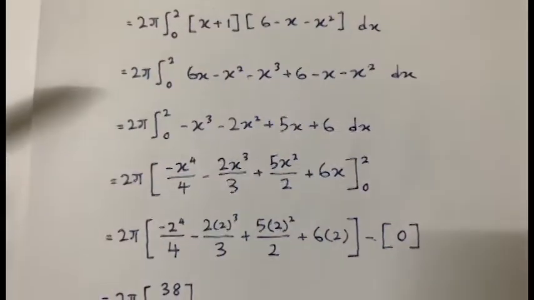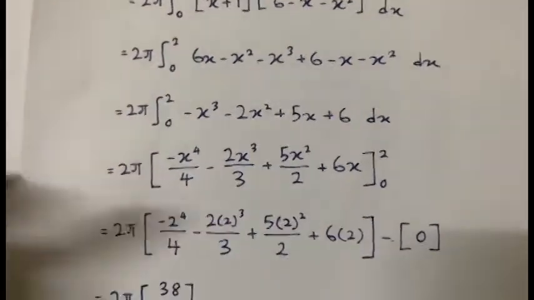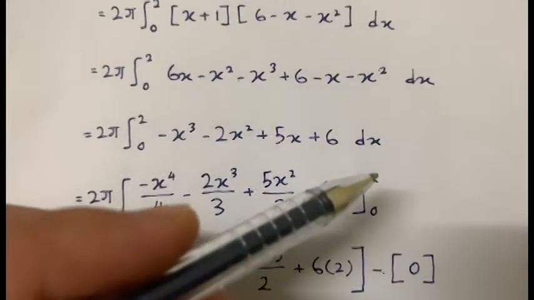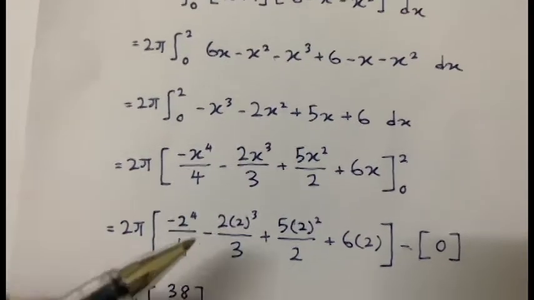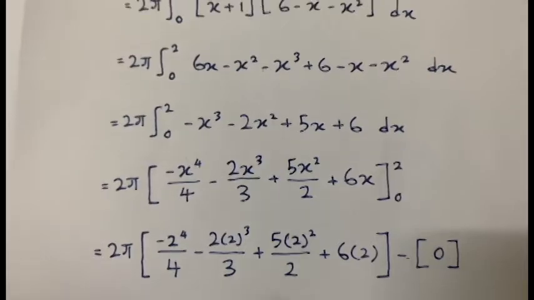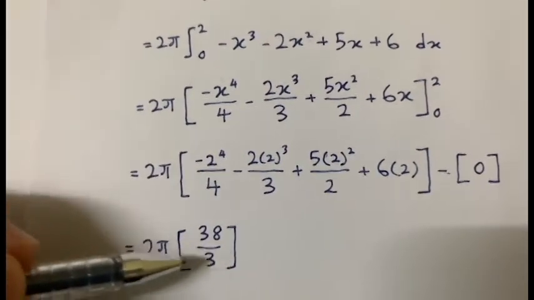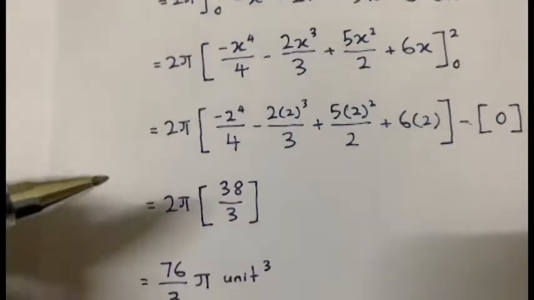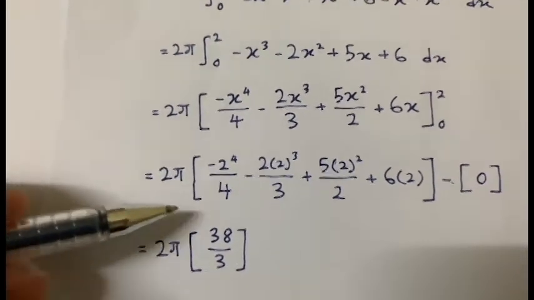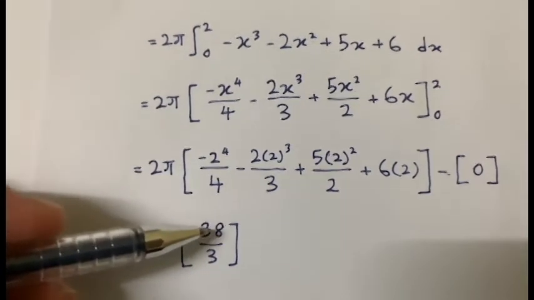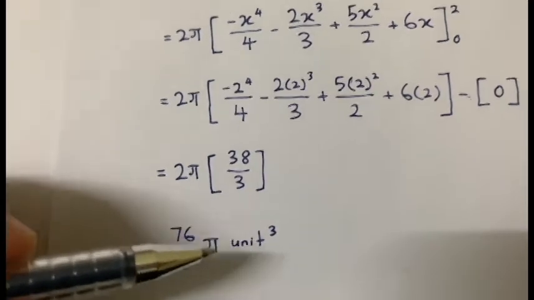From here, we're going to take the upper bound minus the lower bound. So put a 2 in x, so it's going to be like this. From this, use your calculator and you're going to get 38 over 3. So it left us with 2 pi. These two, we're going to multiply with 38 over 3. So we get 76 over 3 pi unit cubed.